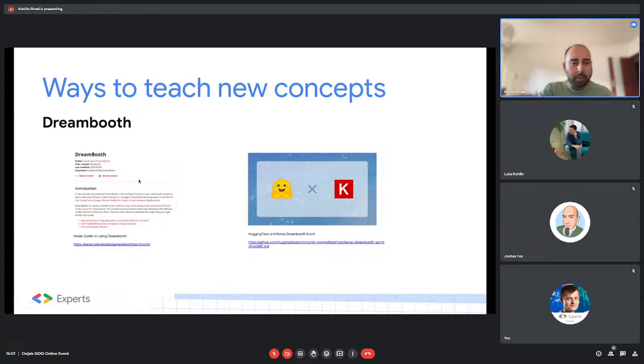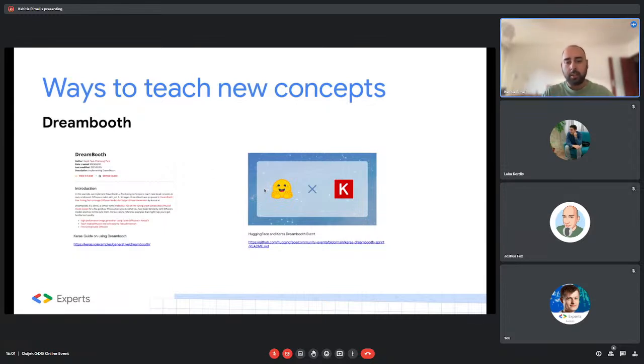So there is one guide in the Keras examples. I hope everyone knows about Keras. This is the framework that we use to train deep learning models. So if you go to keras.io and follow this guide on how you can train a new concept to diffusion models, there is a detailed guide there as well.